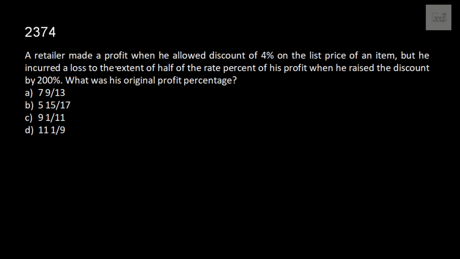A retailer made a profit when he allowed a discount of 4%. So let the mark price be M. And you have given 4% discount. That means selling price is 96% of mark price. That can be taken as 0.96 M. But he incurred a loss to the extent of half of the rate percent of his profit. So how much is the profit percent? Profit is calculated as SP minus cost price, let it be C, by C into 100. This is the profit percent.